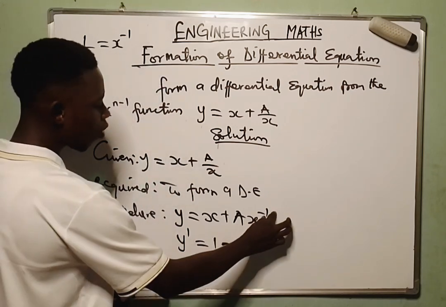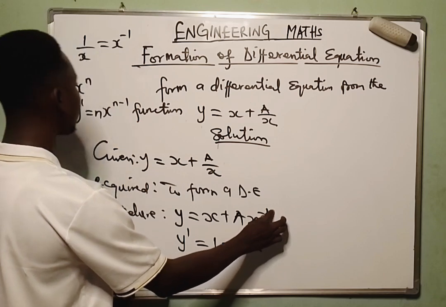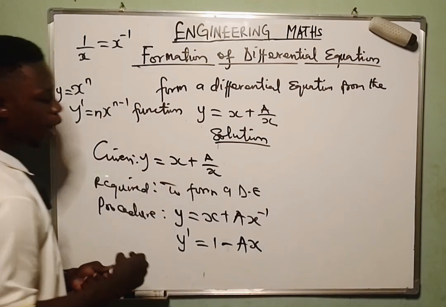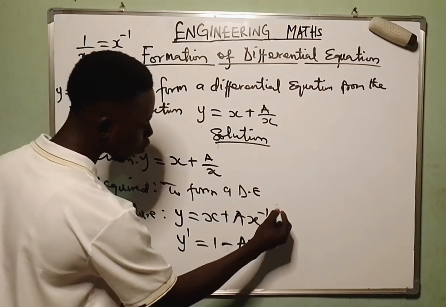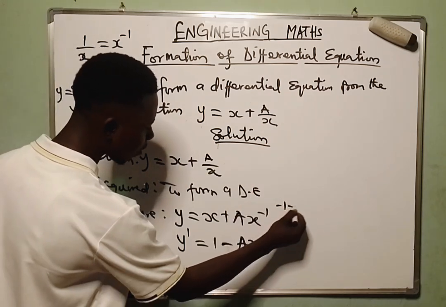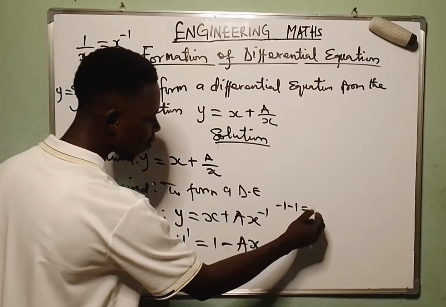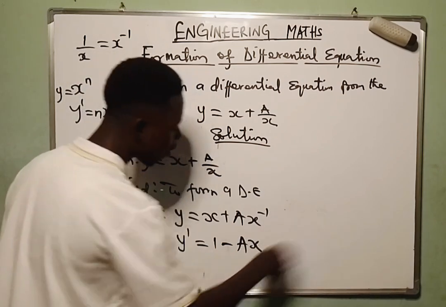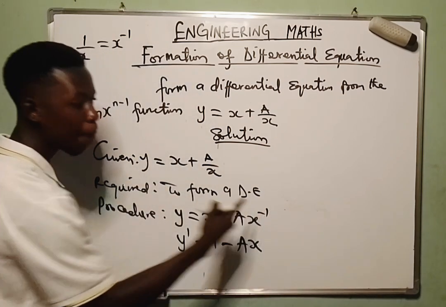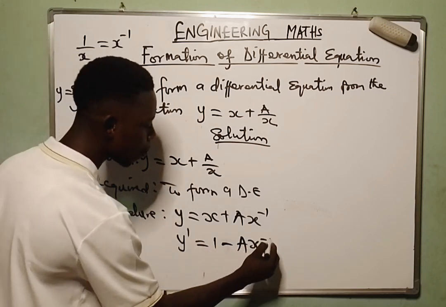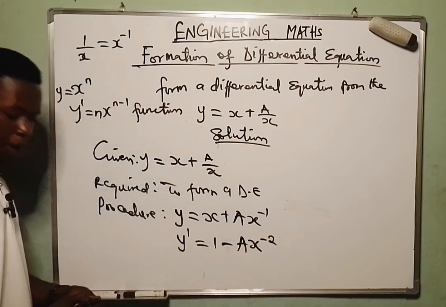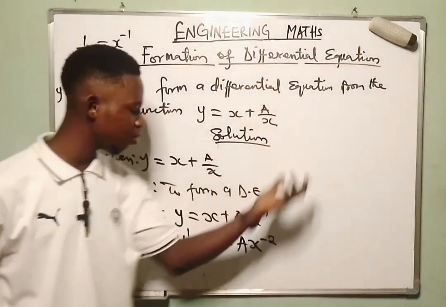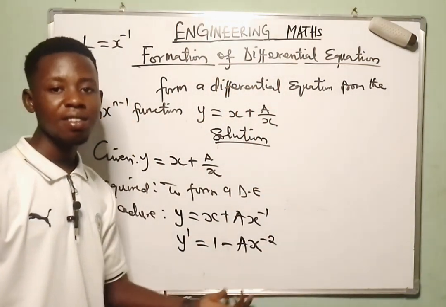Now the power, or this index value, will be subtracted by 1. Therefore we have minus 1 subtracting by minus 1, and you end up having minus 2. When you subtract this value by minus 1, you'll be having minus 2. I'm sure that if you have reached this point of differentiating, you don't need to be learning all this, because they are very simple.